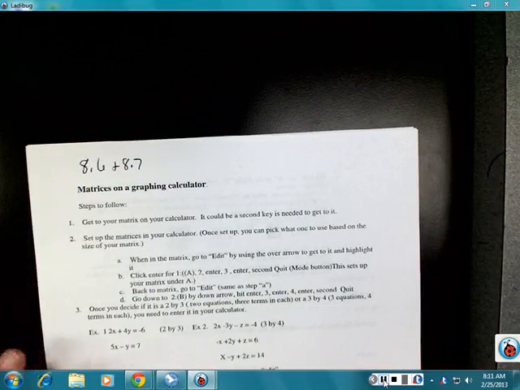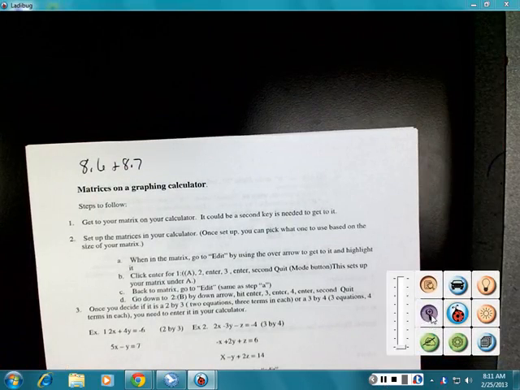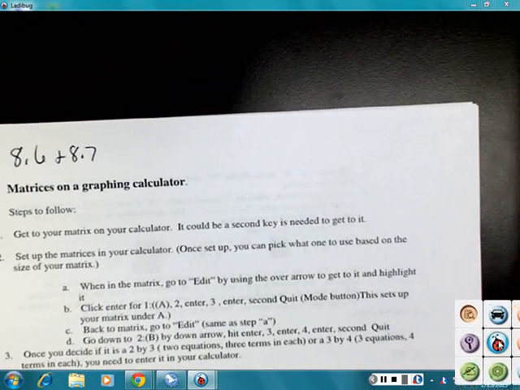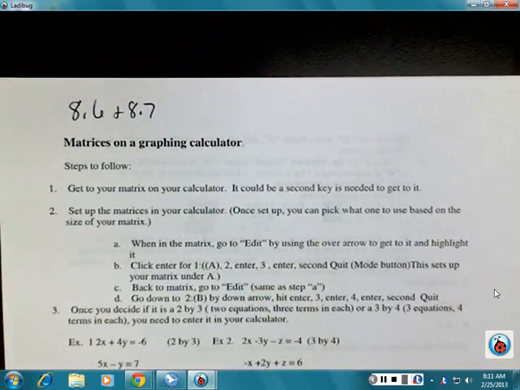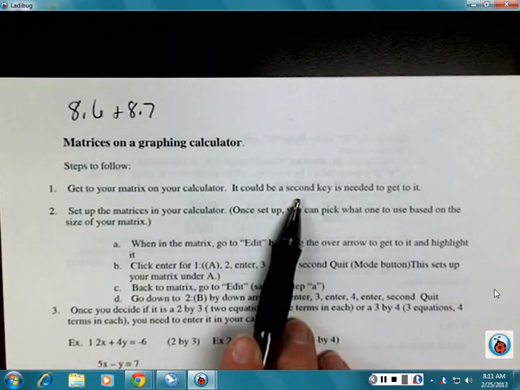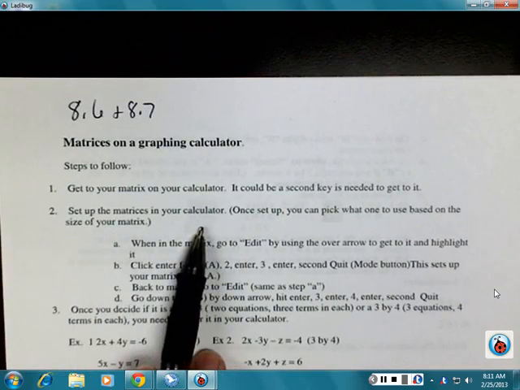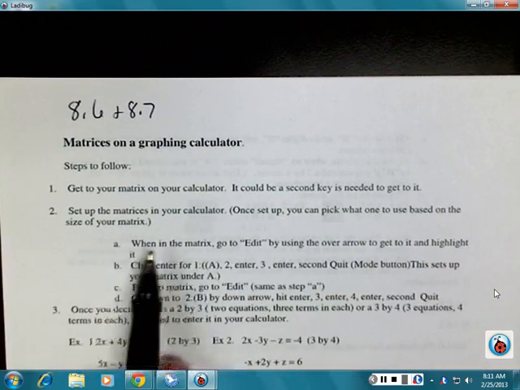So what you're going to do first is grab your graphing calculator. You're going to need your second key in most cases if you have a TI-83 or 84. Set up your matrices in your calculator, and once this is set up, you don't have to do this ever again. Okay?